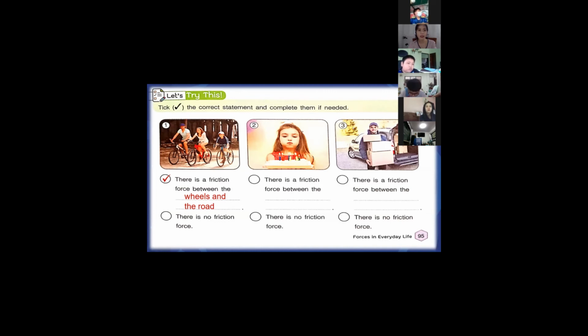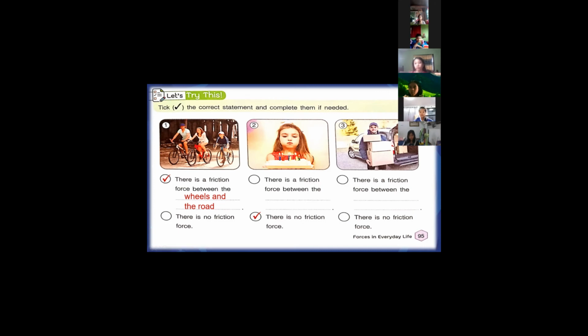Now, do you think there is a friction here? Is there a rubbing thing? Yes or no? There is no friction. Right, there is no friction. And for number 3, class, what is the man holding? Is he holding the car? No. He is holding boxes.